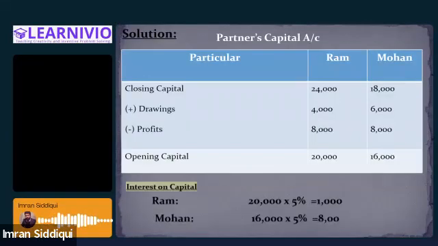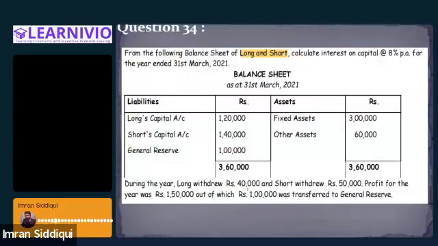Okay, then. So I want you to try the next question on your own. Question number 34. Let me read the entire question for you, and then I want you to try this first, and then I'll help you if you face any difficulty. It says from the balance sheet of Long and Short, calculate interest on capital at the rate of 8% per annum for the year ended 31st of March 2021. So the balance sheet for both the partners is given.